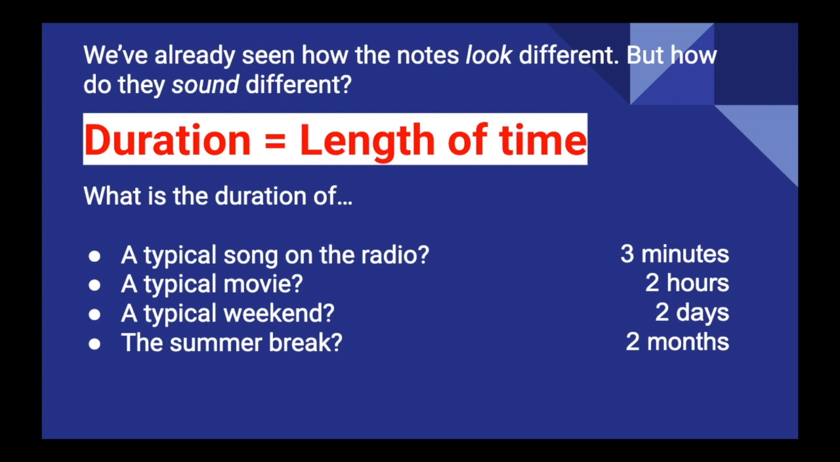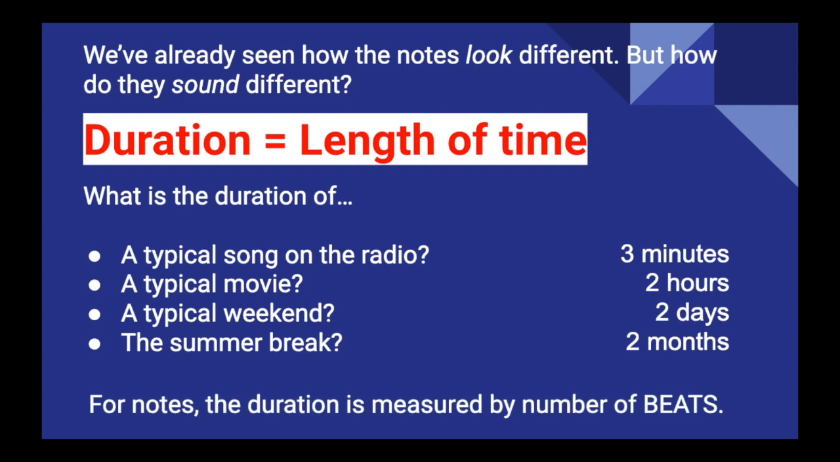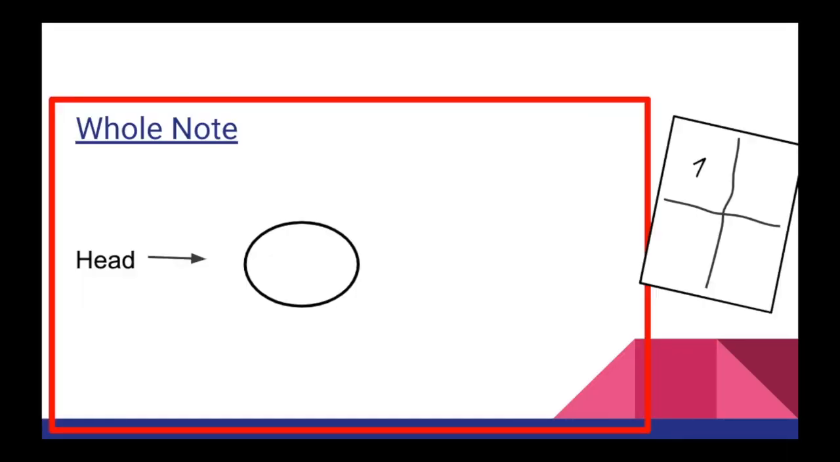With music notes, it's a little bit different. We use number of beats. So instead of number of minutes or hours, we're using number of beats. So let's go back to our notes and back to that first quadrant where you've written the words whole note and you have a picture of a whole note there. And go ahead and write this as well. A whole note is 4 beats long.